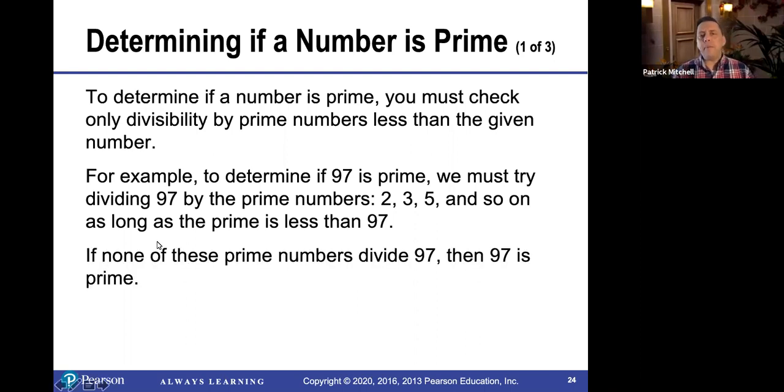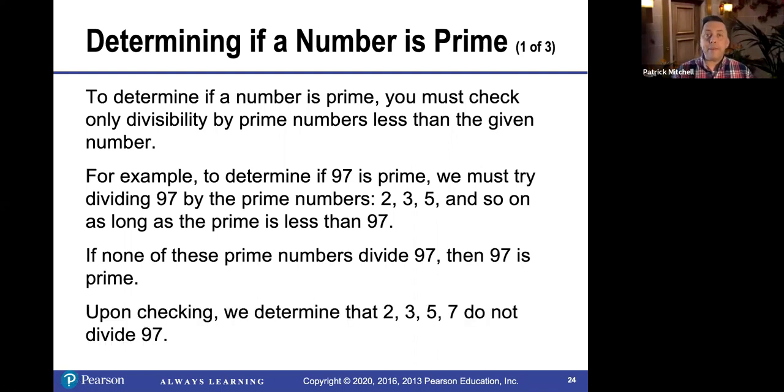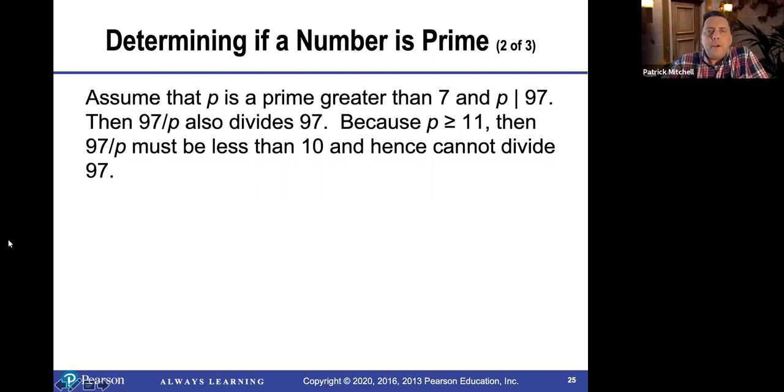If none of these prime numbers divides 97, then 97 is prime. And it turns out that 97 is prime. Okay, so you can try dividing 97 by all those numbers. And it looks like they're cheating. They only divided it by 2, 3, 5, 7. All right. They just got through saying that we should go all the way up to 97. But again, we don't have to do that. All right, so here's where we're getting to that. Assume that P is a prime. Oh, okay. So they've done 2, 3, 5, 7. And now we're getting ready to talk about what about the other numbers.